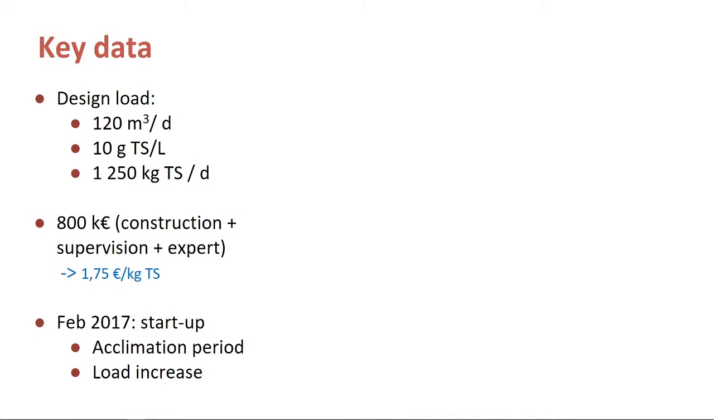Some key data on the FSTP. So you can see it is designed for about 100 cubic meter per day. It cost 800,000 euro. So 1 euro is about $1. And these 800,000 euro include the construction, but also the supervision, the design, and also a support for the first 2 years of operating and maintenance.